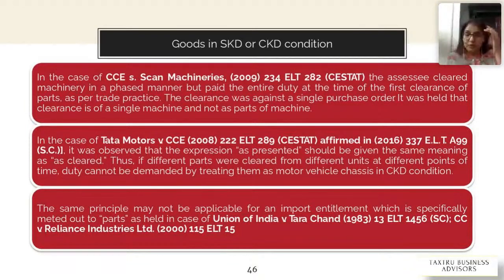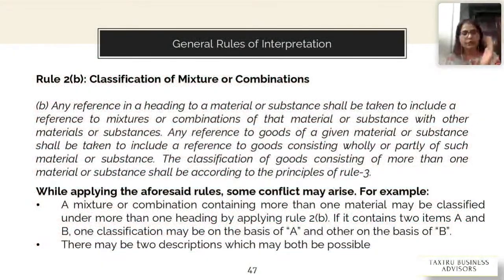Then comes your rule 2B. So 2A was for unfinished and unassembled products. It is for mixtures or combinations. Any reference in a heading to a material or substance shall be taken to include a reference to a mixture or combination of that material or substance with other materials or substances. Any reference to goods of a given material or substance shall be taken to include a reference to goods consisting wholly or partly of such substance.